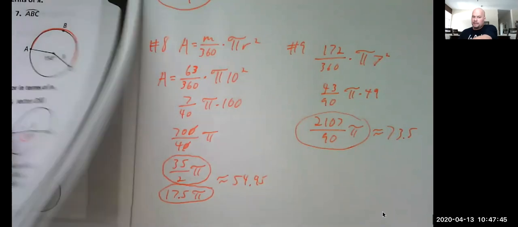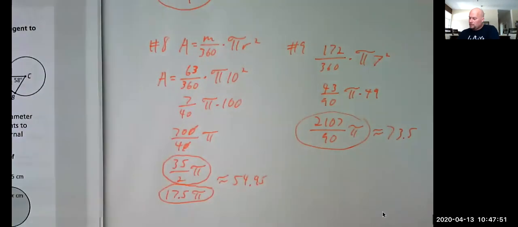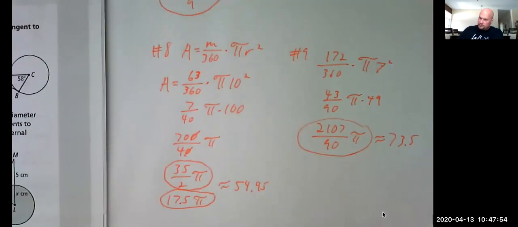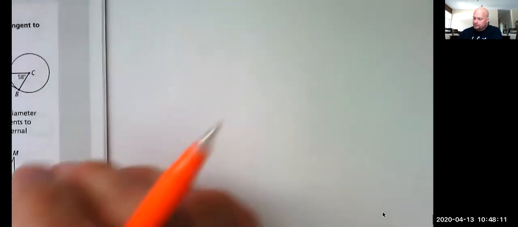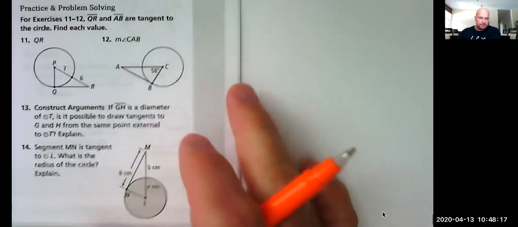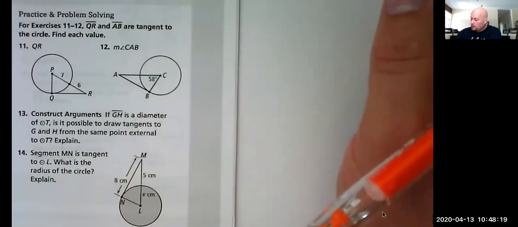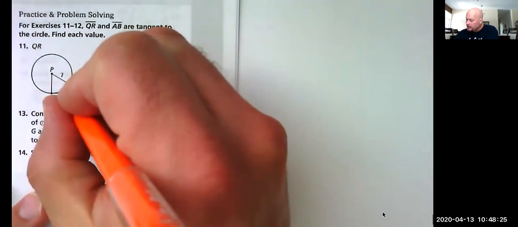All right, 10, I did not have you guys doing. So I said 11 through 18 for the next part. So let me move that out of the way. I'm gonna take these down. All right. On the next set here, this is now asking us: QR and AB are tangent to the circle. Find each value. So in this one, they want us to find the length of QR.